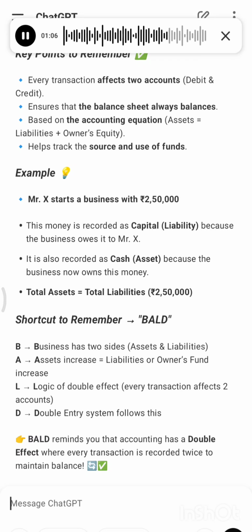Shortcut to remember, BALD. B, business has two sides, assets and liabilities. A, assets increase equals liabilities or owner's fund increase. L, logic of double effect. Every transaction affects two accounts. D, double entry system follows this. BALD reminds you that accounting has a double effect, where every transaction is recorded twice to maintain balance.